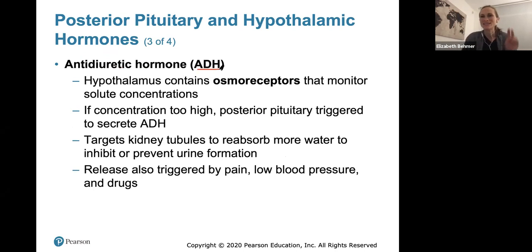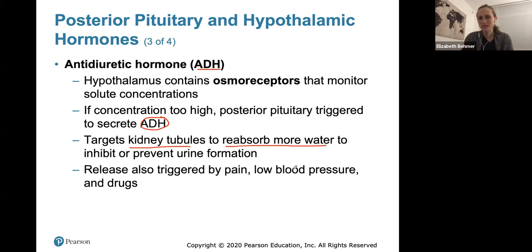Antidiuretic hormone is the second hormone. So remember, we're in the posterior pituitary gland secreting oxytocin, uterine contractions, and now antidiuretic hormone. So those are the only 2 hormones released from the posterior pituitary gland. The ADH, basically what ADH does really simply is it tells the kidney tubules, so it tells your kidneys to reabsorb more water or to inhibit or prevent urine formation. So it basically is telling your kidneys to retain water.